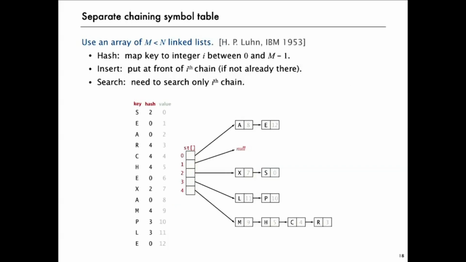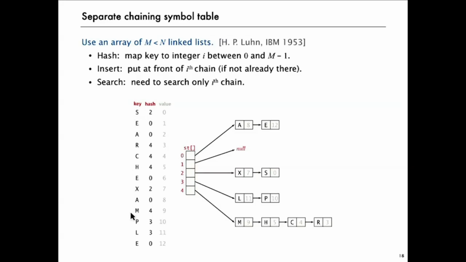And so the first way we'll look at is called separate chaining, and it's a very old idea going back to 1953. The idea is just build a linked list for each of the table positions. So we'll have a table that's smaller than the number of keys that we have. The hash function will map each key to some integer. So in this case, we have a table of size 5. So the hash function will map any key.